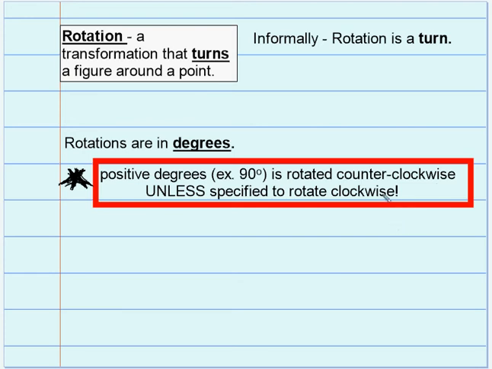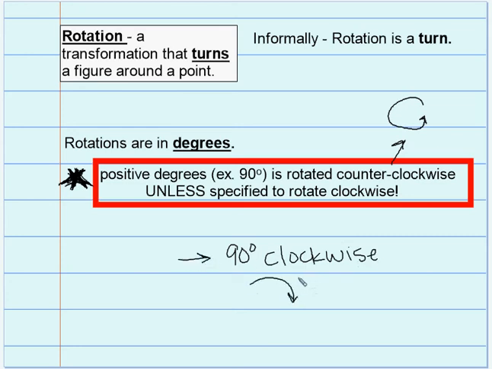So which way is counterclockwise? Counterclockwise goes this way. Okay? Unless it specifies to rotate clockwise. So it might say rotate 90 degrees clockwise. If it says that, that's fine. Then this means you would go 90 degrees this way with the clock, while counterclockwise would be against the movement of the clock. Okay, so we're going to do an example of rotation.